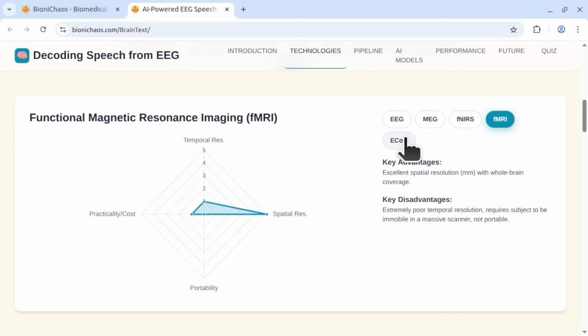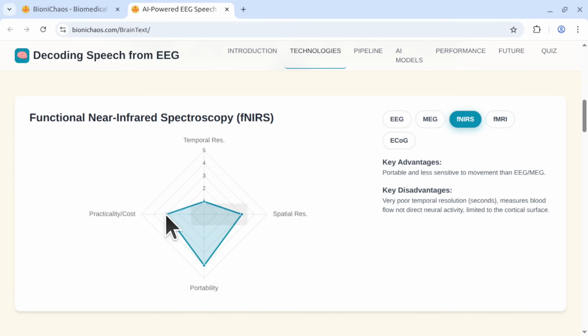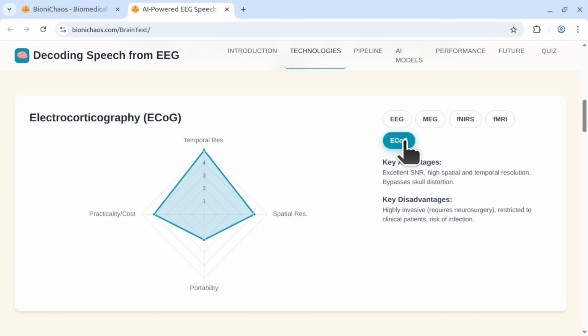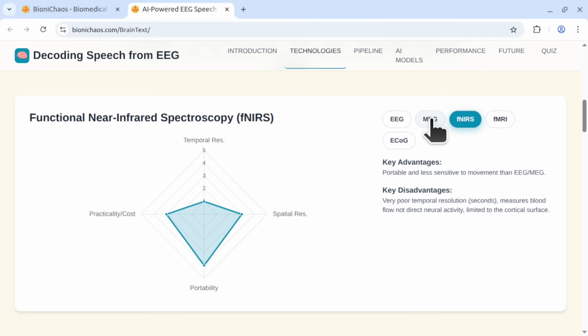Practicality/cost. fNIRS is more practical and less expensive than fMRI and ECoG, making it a better choice in this regard. Portability. fNIRS is portable and less sensitive to movement than MEG and EEG, making it much more portable than fMRI and ECoG.